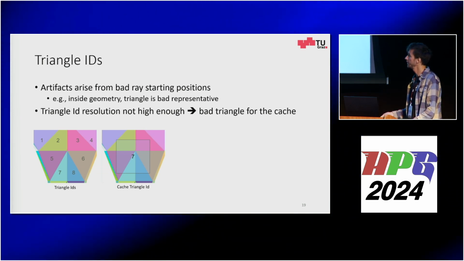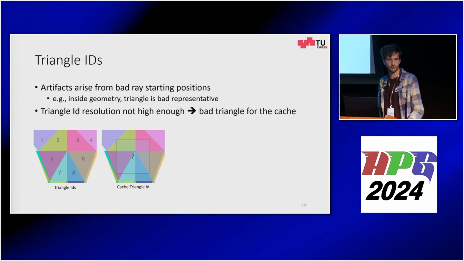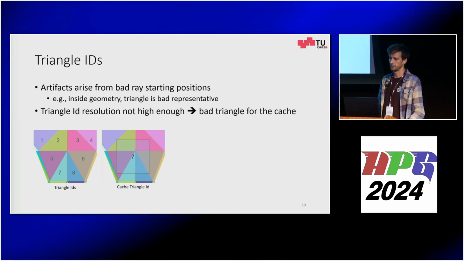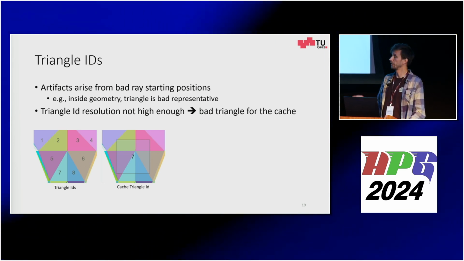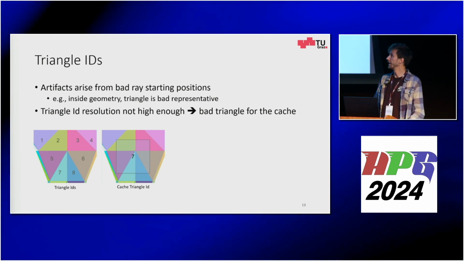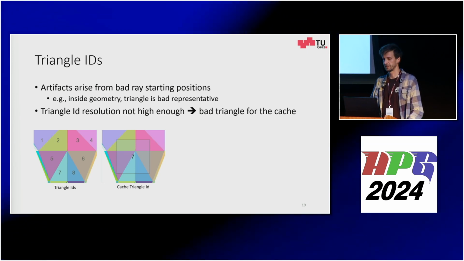The triangle ID is needed to go from cache or texture space back to world space during the update passes. The original OSC paper basically used only the same resolution for that, so the triangle ID and the cache resolution had the same resolution. And this causes some issues.